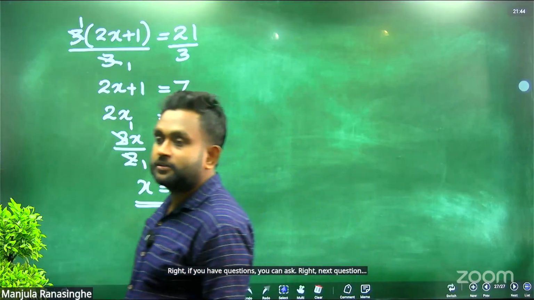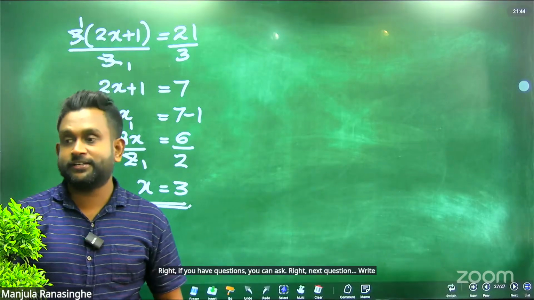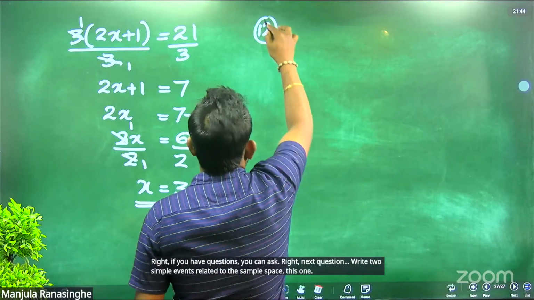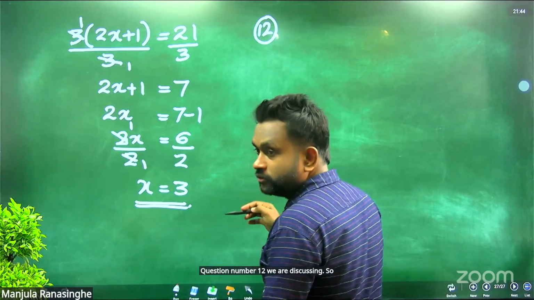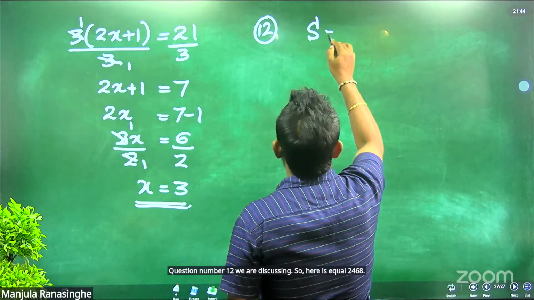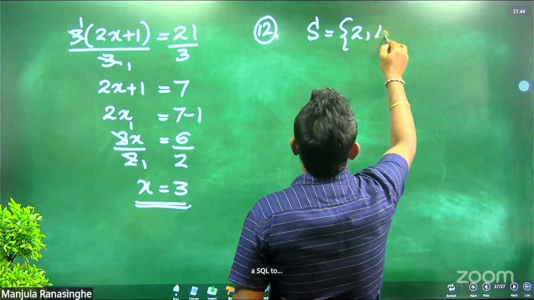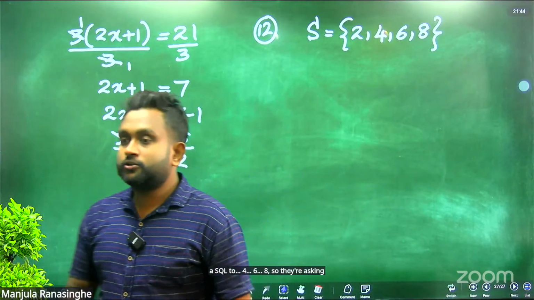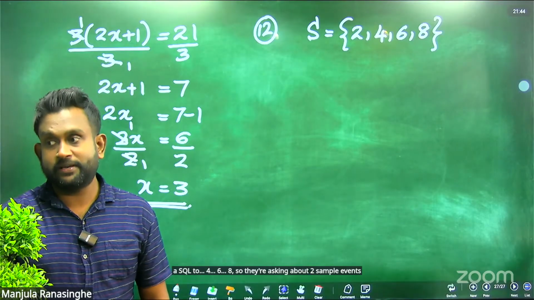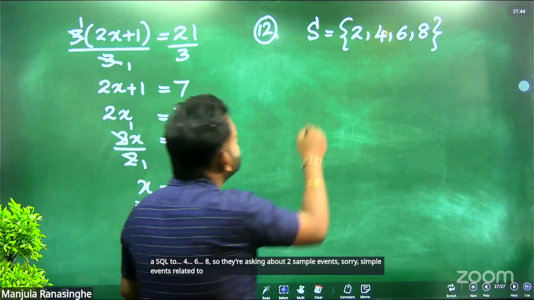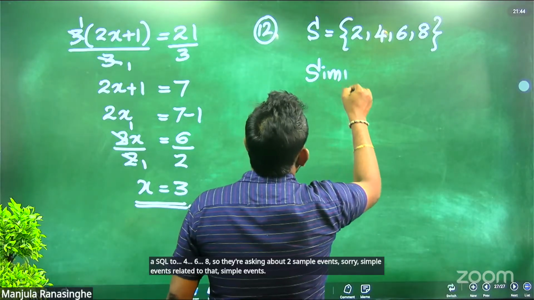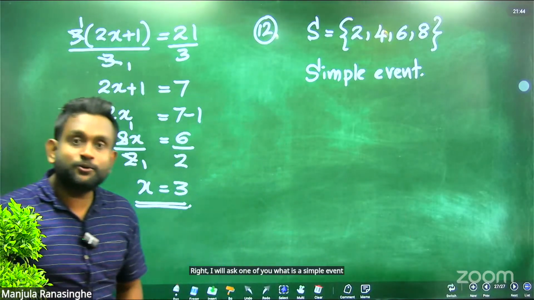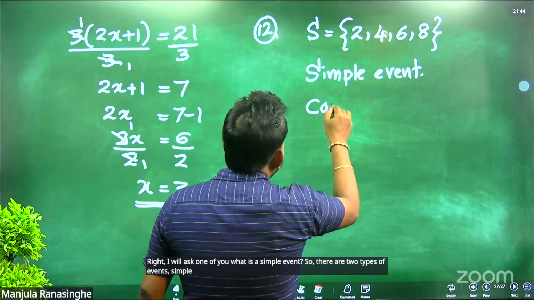Write the sample space. Write two simple events related to the sample space. This one, question number 12, we are discussing. So here the sample space is 2, 4, 6, 8. They're asking about two simple events related to that. Simple events, right? I will ask one of you, what is a simple event? There are two types of events, simple events and composite events.